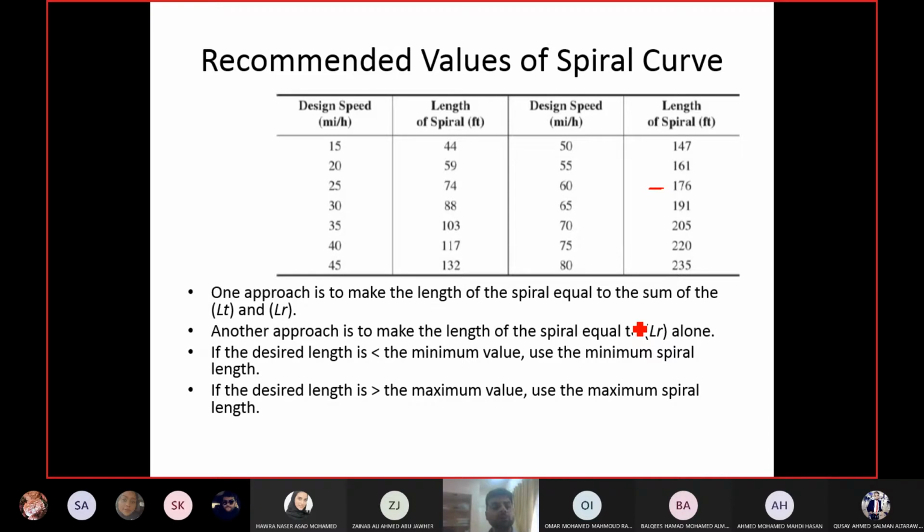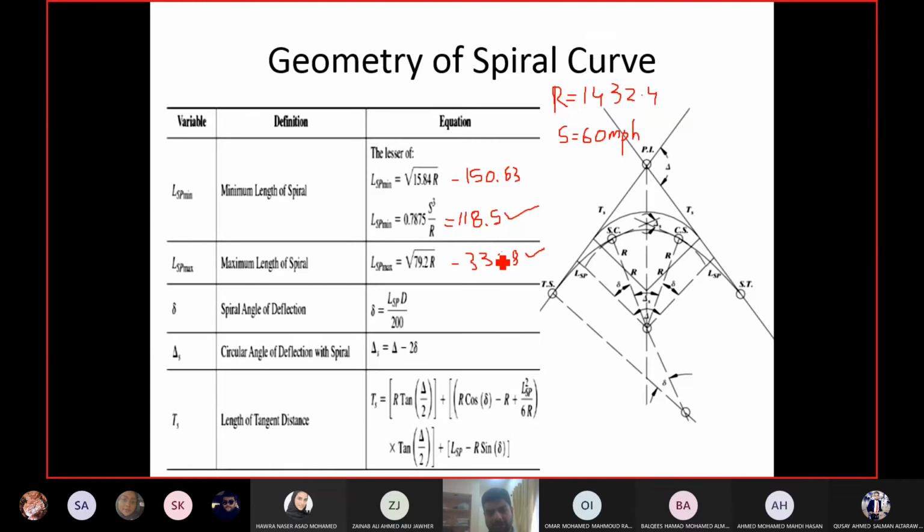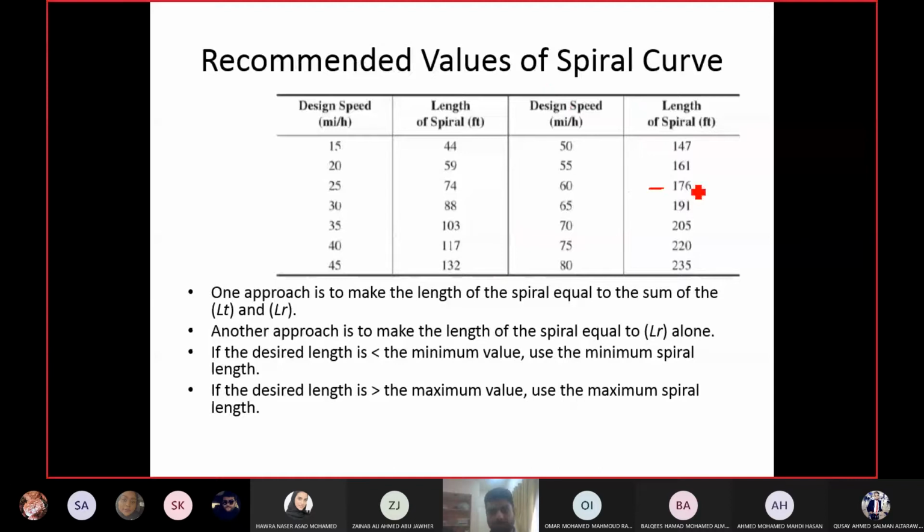Now your LR is 240 feet and LT is 40. If you add them, 240 plus 40 gives you 280 feet. So if I put LSP equal to LR, 240 is in the range, no problem. If I put LSP equal to 280, which is LR plus LT, so elevation runoff plus tangent runout, this is also in the range. So 280 and 240 are both possible. Alhamdulillah, in this case the value from the table, the value of LR, and the value of LR plus LT are all in the range.